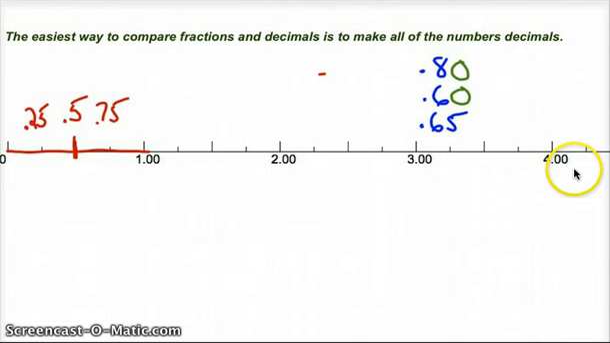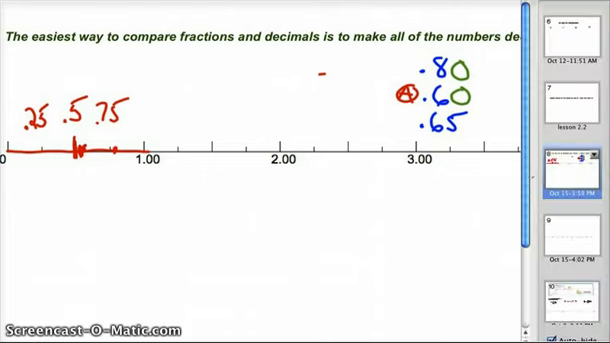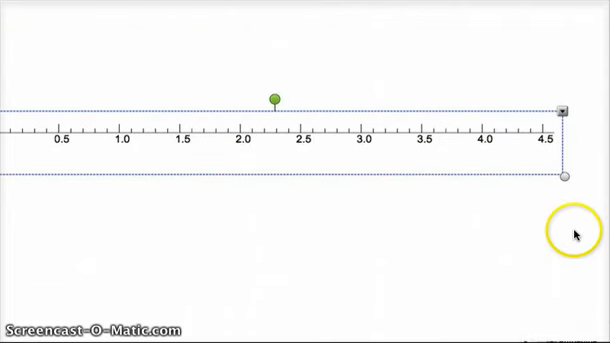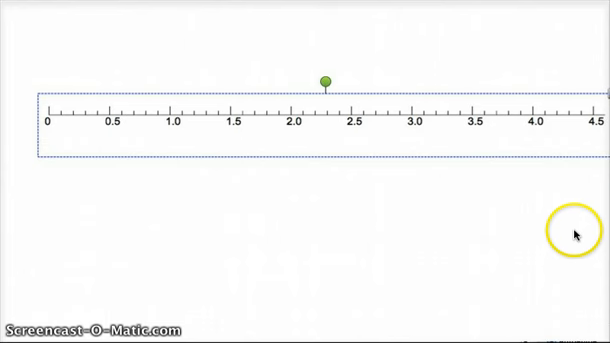Okay, 6/10 or 60/100 is the smallest number. Okay, we'll call that point A. It's going to come right in here. 65/100 will be a little bit past that, and then 8/10 will be right past 75/100. So when you're comparing and ordering fractions and decimals, start by making them all decimals. Okay. Let's look at another example.